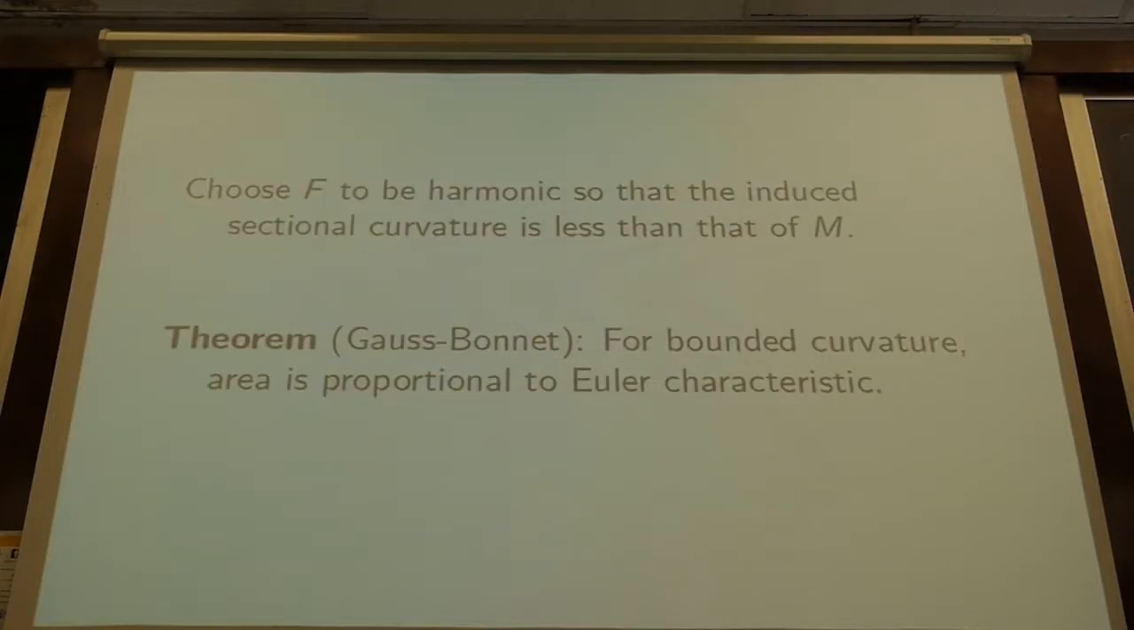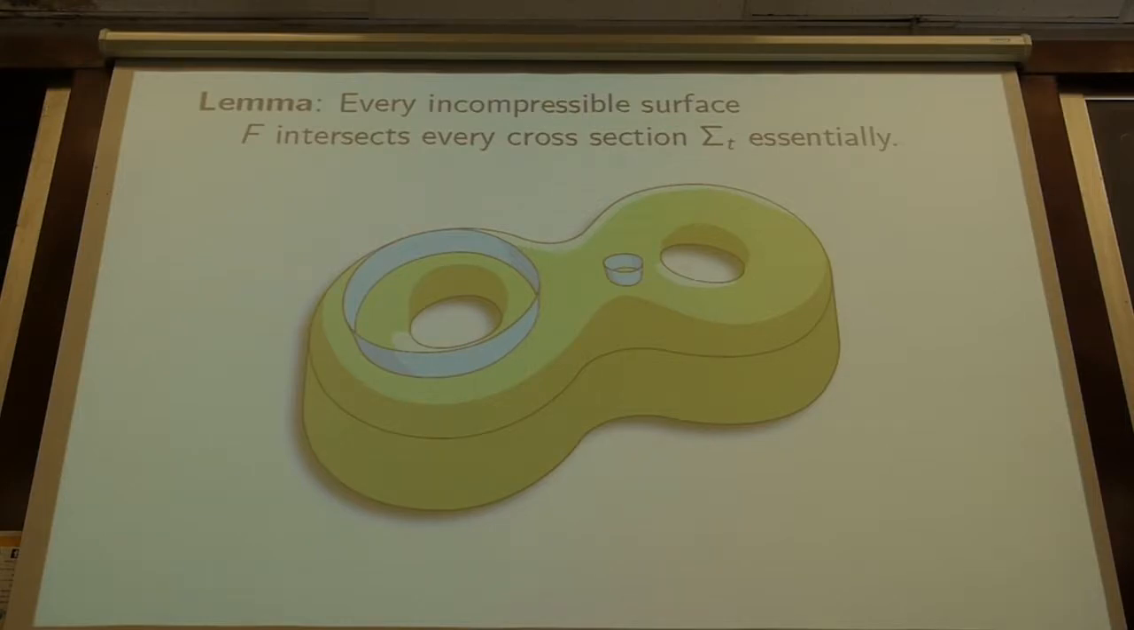So now we know two other things. We can choose this incompressible surface to be harmonic, which means that we have a bound on sectional curvature. And that tells us that the area of this incompressible surface is going to be proportional to its genus.